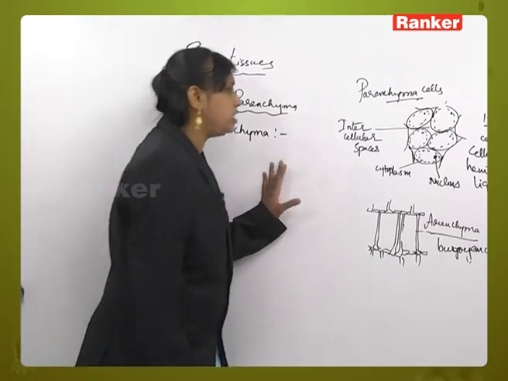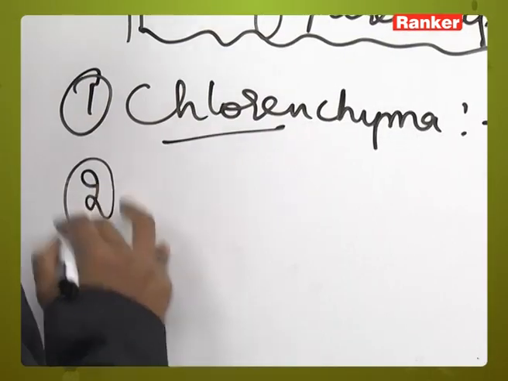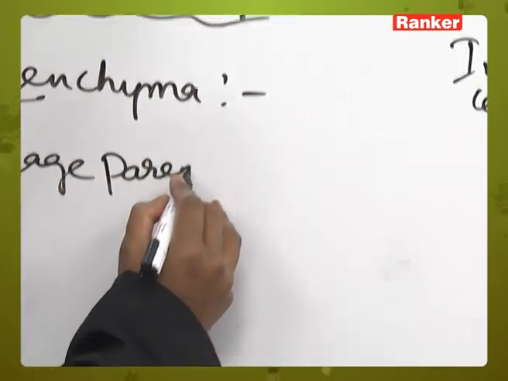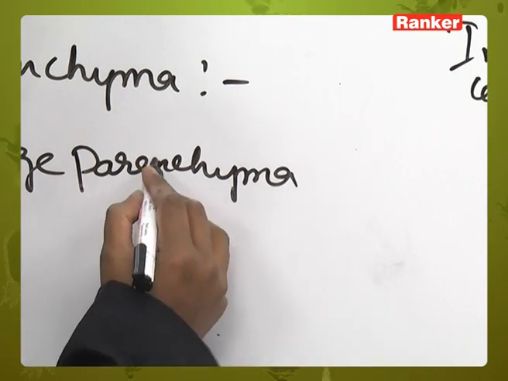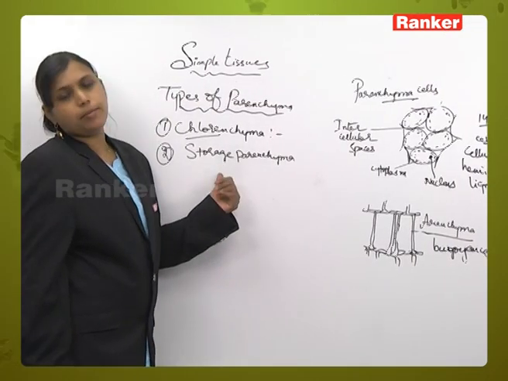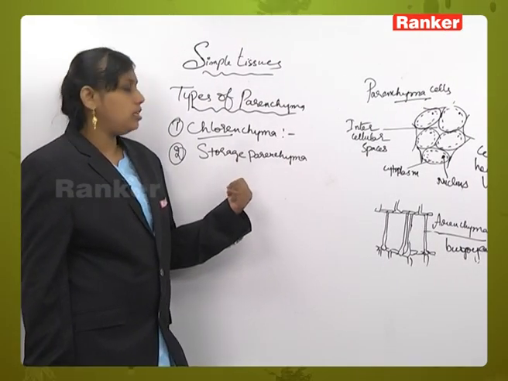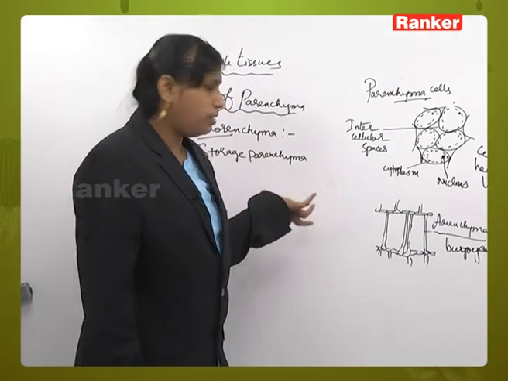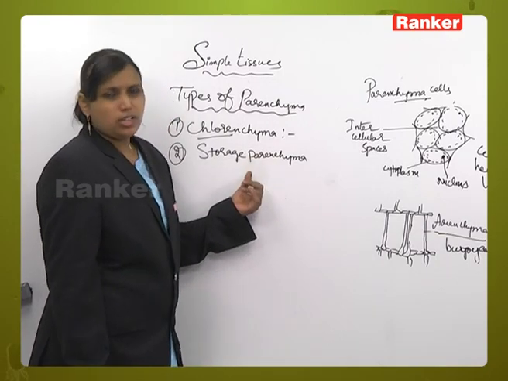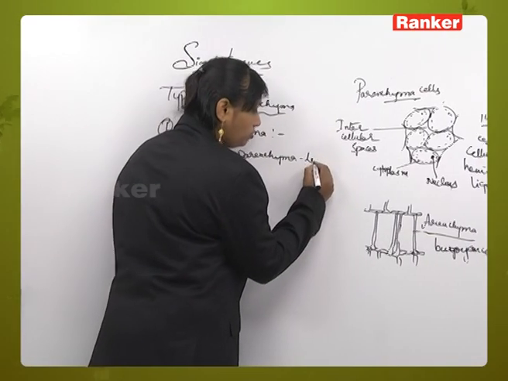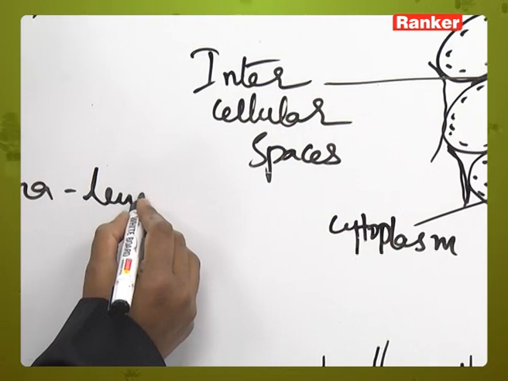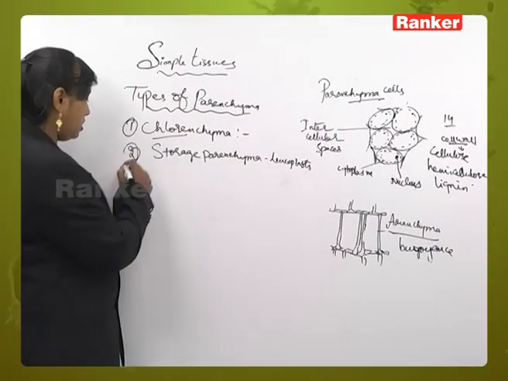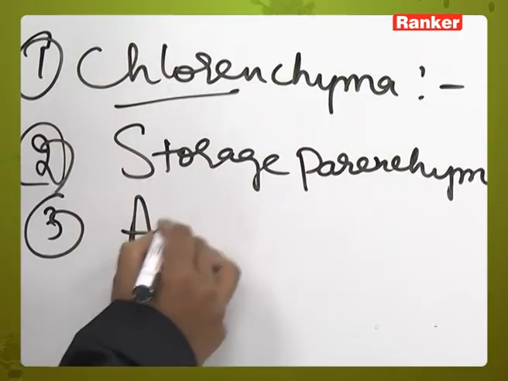Okay. Next one is storage parenchyma. Storage parenchyma is a type of tissue which is helpful in the storage of the food material required for the particular parenchyma cells or plant body. In storage parenchyma, we can talk about leucoplasts. Next, another one, as I said earlier, the third one will be aerenchyma.